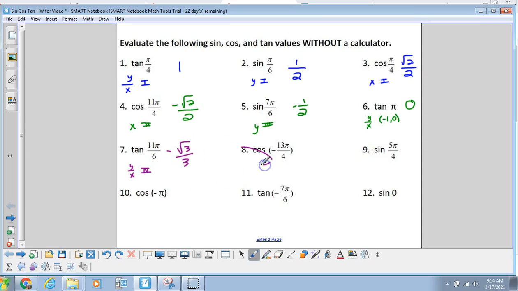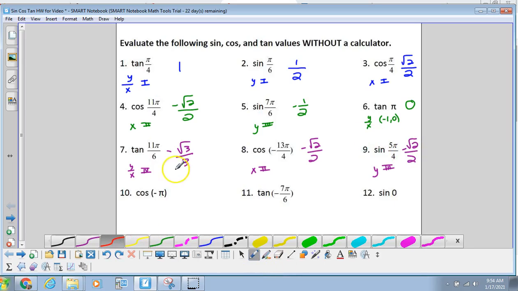Number 8, cosine is our x value. Negative 13 pi over 4 is in the second quadrant. And our x-coordinate in the second quadrant is negative root 2 over 2 for our pi over 4. For number 9, sine is our y-coordinate. 5 pi over 4 is in the third quadrant. And the y value in the third quadrant in our pi over 4 family is negative root 2 over 2.